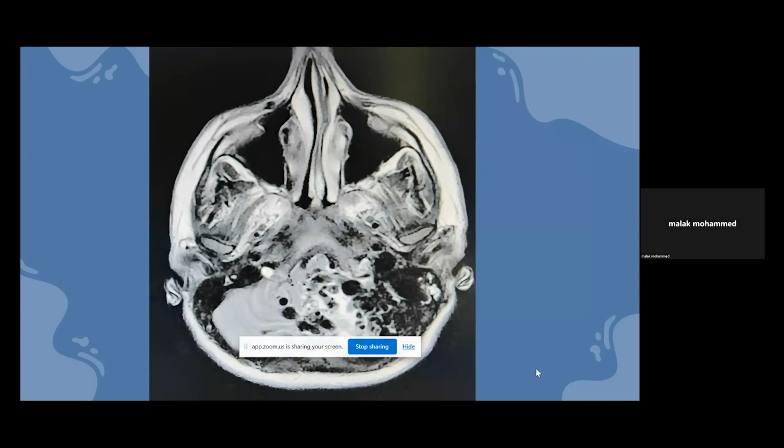cerebellopontine angle. There are very severe compressive phenomena on the left aspect, on the medulla oblongata, the left cerebral hemisphere, the left cerebral peduncle, the pons, and the midbrain. There is also narrowing of the fourth ventricle and dilation of the other ventricular system. There is also some dilation of Meckel's cave, which is prominent on the left side.